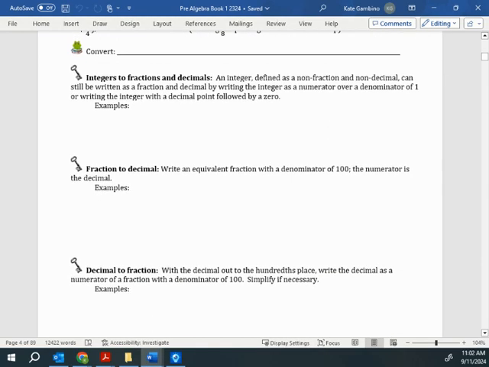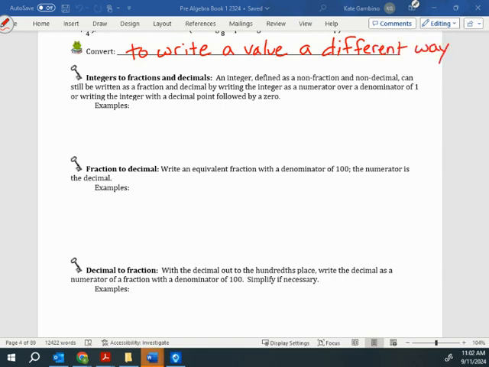Well, when we convert, convert means to write a value a different way. Go back and forth between the decimal and the fraction. That's converting. Sometimes we're converting measurements from inches to feet. That's converting, to write it in a different way.